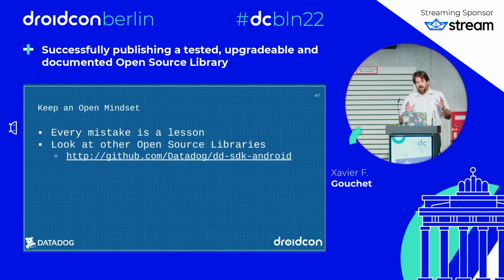In conclusion, when you're writing an open source library, try to keep an open mindset, because every mistake is a lesson, and there's going to be mistakes because I don't know any long-term project that doesn't have any mistakes. So every mistake is a lesson. Try to improve over time. And if you want, you can take a look at other open source libraries, not just to see how they are coded, but also how the project itself is worked on and how it's maintained. You can take a look at our repository as well. Everything is open source, so you can see how we set up our CI, how we set up the contribution guidelines, how our PRs evolve.